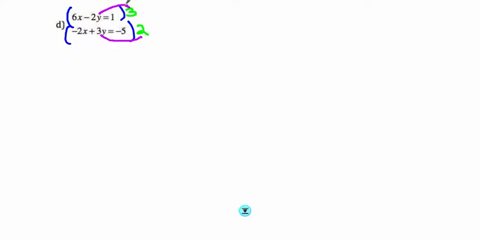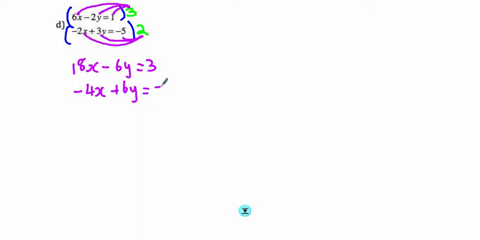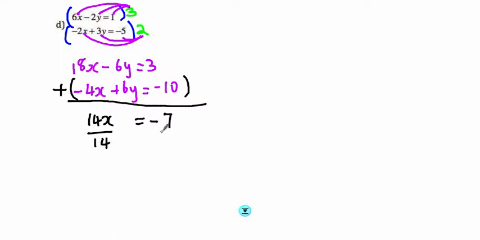I must, however, follow the rules of equations and multiply all of the terms by 3. And so that's going to result in 18x minus 6y is equal to 3. Similarly, 2 must be multiplied by each of the terms in the second equation, resulting in minus 4x plus 6y equal to minus 10. In this case, I'm going to then add those two equations. 18x plus minus 4x will leave me 14x. Minus 6y plus 6y will cancel, and 3 minus 10 is going to leave me with minus 7. I will divide by my unwanted factor, and I will obtain my answer of x equals minus 1/2.